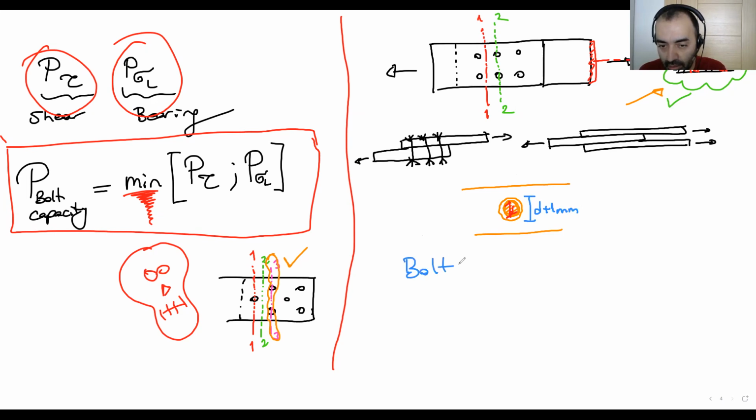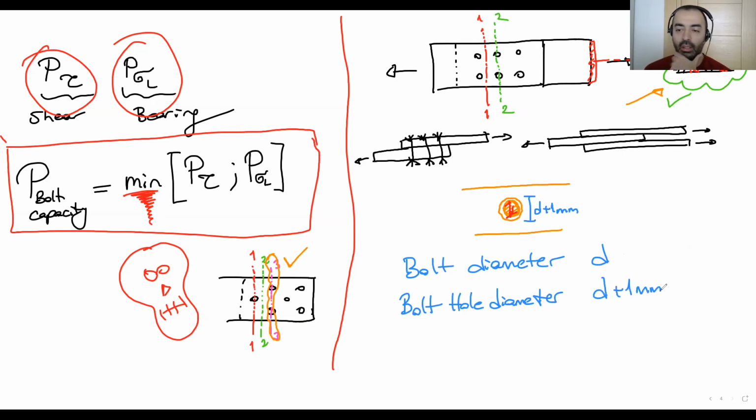Bolt diameter D. Bolt hole diameter D plus 1 millimeter. Okay. So if we give you this bolt diameter, while you are calculating the net area, you will consider this one, D plus 1 millimeter. In the examples, you will see how to do it.